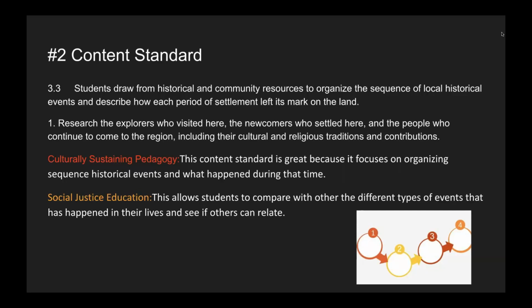For cultural sustaining pedagogy, I put this content standard is great because it focuses on organizing a sequence of historical events and what's happening during that time. For social justice education, this allows students to compare with the different types of events that have happened in their lives and see if others can relate. For this picture, I put a sequence, like 1, 2, 3, and 4, and so on and so forth.